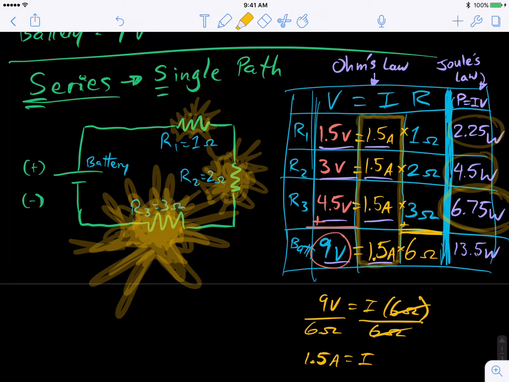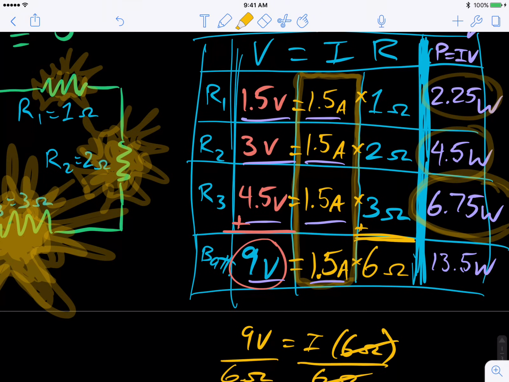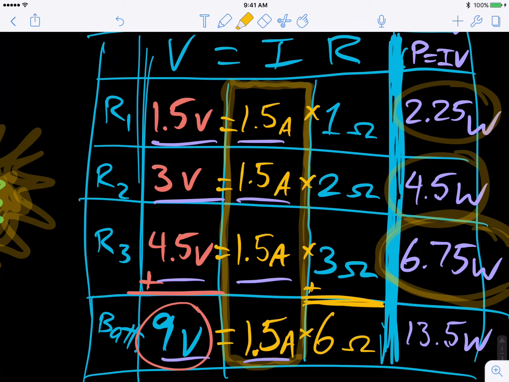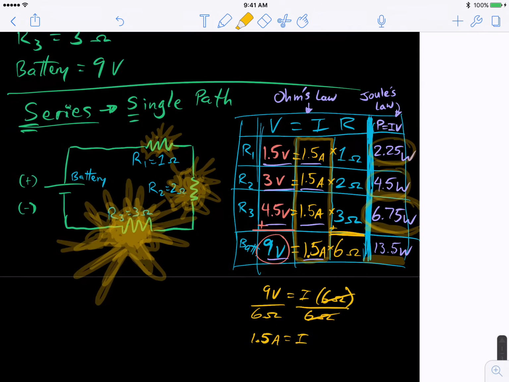Now, there's one way to double check our power. You know how we double checked our voltage drops by adding them together to see if they resulted in a total? We can do the same thing with the power. Because power is just how much energy is given off every second, if you have 2.25, 4.5, and 6.75 amounts of energy, adding them together will give you the total amount of energy given off. So we can double check our work by adding together all of these powers, and they should equal the total. And that is the case. 2.25 plus 4.5 plus 6.75 equals 13.5 watts. So it's another way to double check our work.